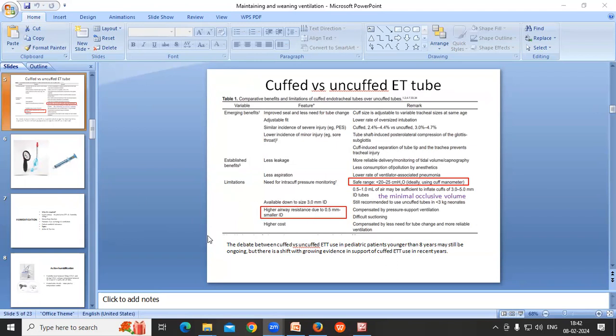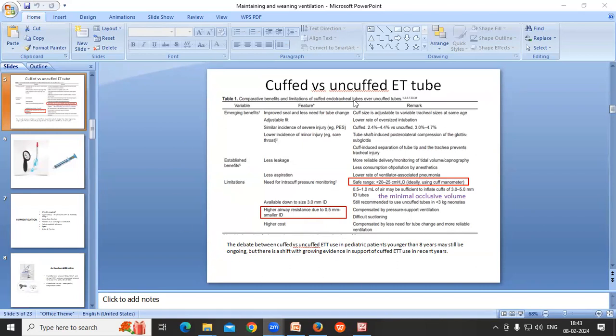The only disadvantage with a cuffed tube is that you need to use a tube 0.5 mm smaller in size than the uncuffed tube, so you can have a little higher resistance. But you can easily compensate for it with pressures. No need to worry about that. The resistance can be overcome by increasing the pressure, that's all. That is the only disadvantage, and you can easily compensate for it.